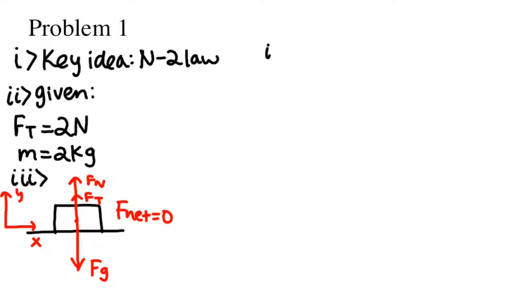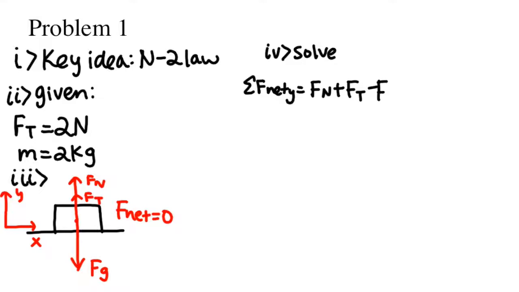Next, we are going to solve for the normal force. So we're going to write our F net for the y direction. So we have Fn and Ft in the positive y direction, and then minus Fg since it's in the negative y direction, equal to 0. So we can rearrange our variables to solve for what Fn will be. So Fn is equal to negative Ft plus Fg.